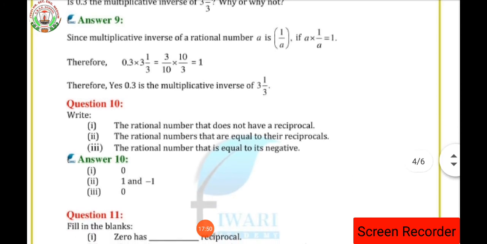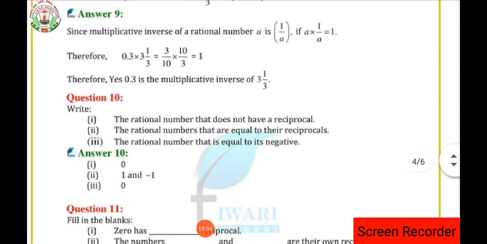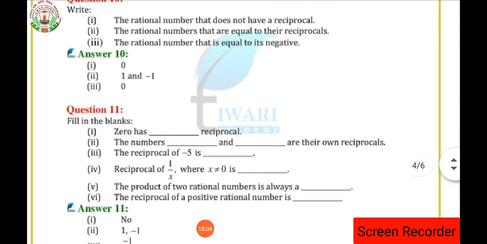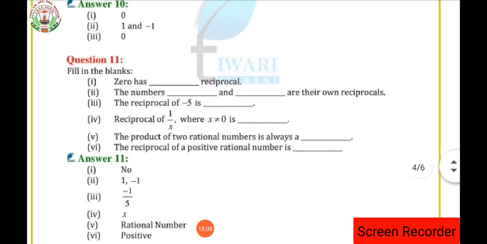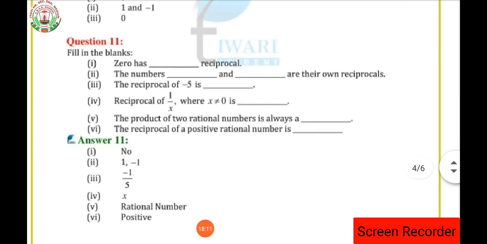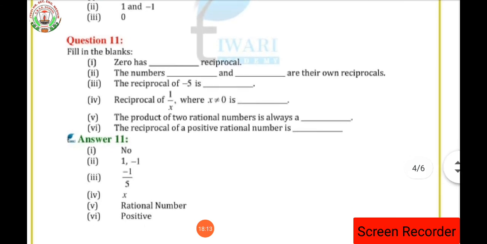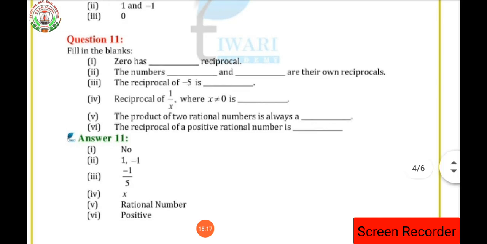The next one is about the rational number that does not have a reciprocal. It is 0. The rational numbers that are equal to their reciprocal are 1 and minus 1. The rational number that is equal to its negative is 0. Clear? Next, there is a fill in the blanks question, students. That is easy. You can do it on your own. Here some answers are given on the board. You can just go through the answers: 0 has no reciprocal.